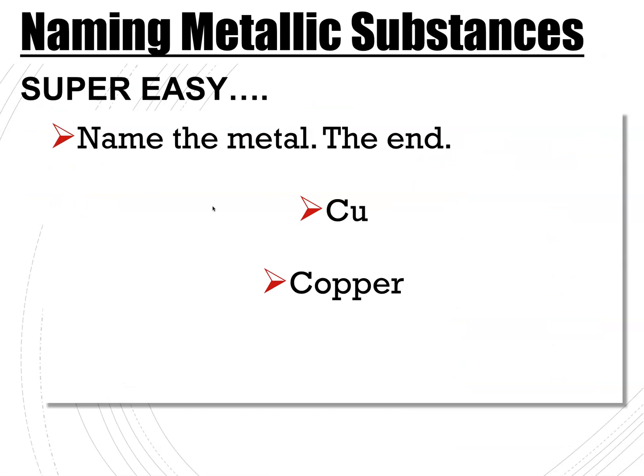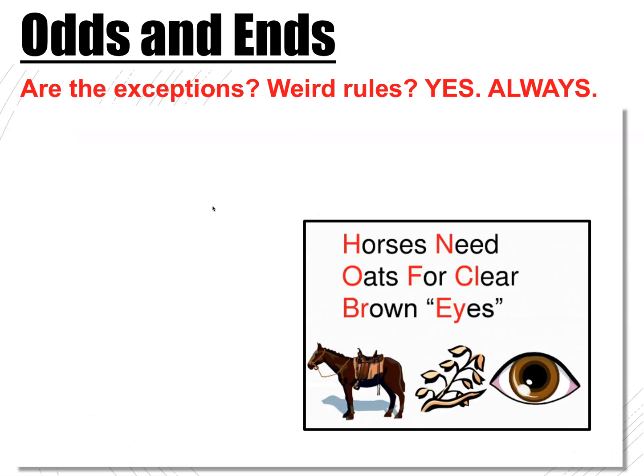All right. Now, naming metal substances is pretty simple. Just name the metal. The end. It's Cu, it's copper. That was pretty simple and straightforward. Yay. All right, a few odds and ends. Are there exceptions? Are there weird rules? Yes, this is chemistry. There always are. Just get used to it.